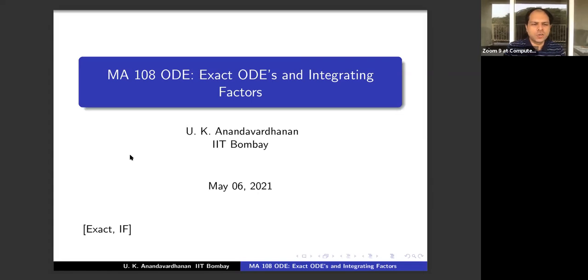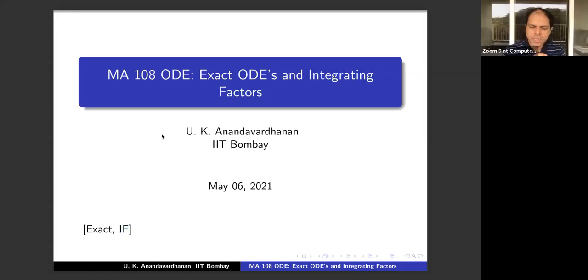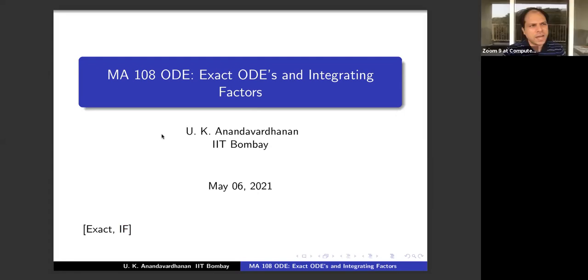So the key words today: the first one is exact, and the second one is IF. What is IF? Integrating factor. It's written here. I will define what is an exact equation, and we will have an easy method of solving exact equations, I mean exact ordinary differential equations. Sometimes the given equation may not be exact, but you have a way of converting it into exact, and that method is called an integrating factor. You multiply by a certain factor, and then integration becomes easier. It becomes exact, and then you can integrate.